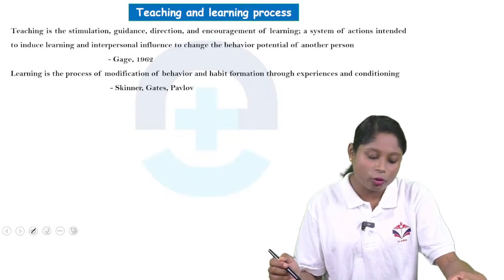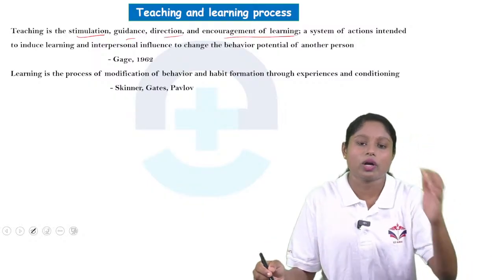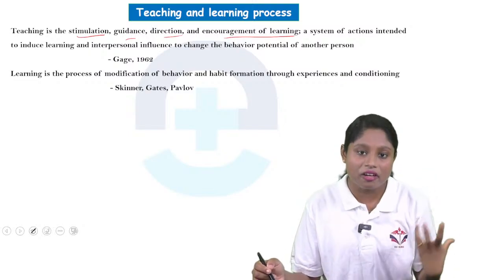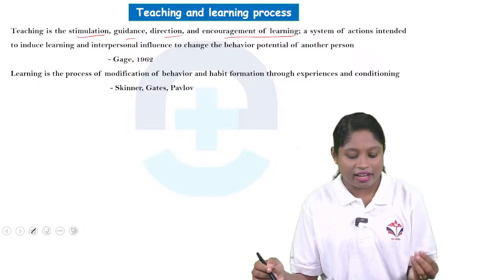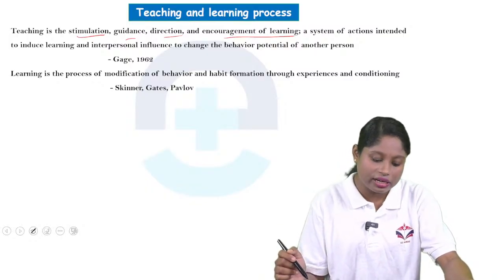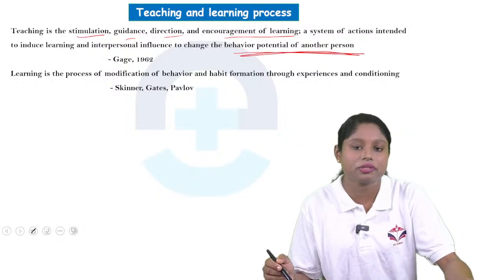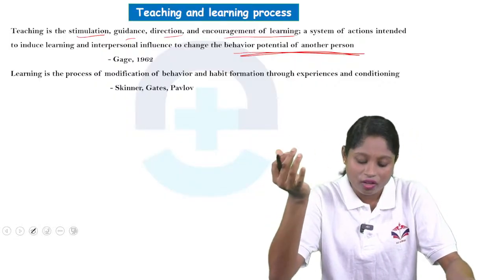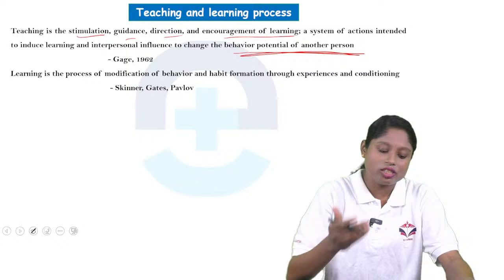So what is the teaching and learning process? Teaching is the stimulation, guidance, direction and encouragement of learning. So as a teacher, what is teaching? Teaching is the stimulation. We are stimulating an interest in a student, also guiding the student. So guidance, direction and encouragement of learning. A system of actions intended to induce learning and interpersonal influence to change the behavior potential of another person. So what we are teaching should have an intention to change the behavior. It should influence the individual to change the behavior. So that is what is called teaching.